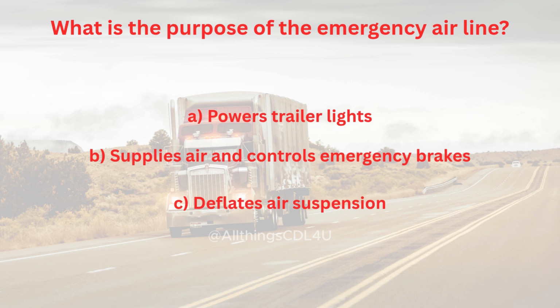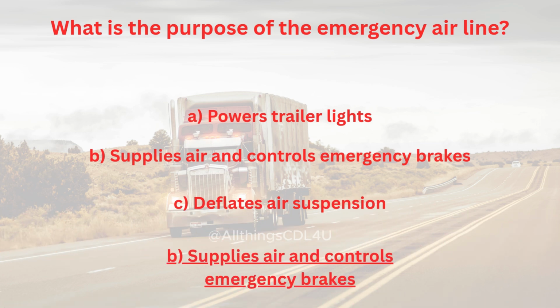What is the purpose of the emergency airline? A. Powers trailer lights. B. Supplies air and controls emergency brakes. C. Deflates air suspension. B. Supplies air and controls emergency brakes.